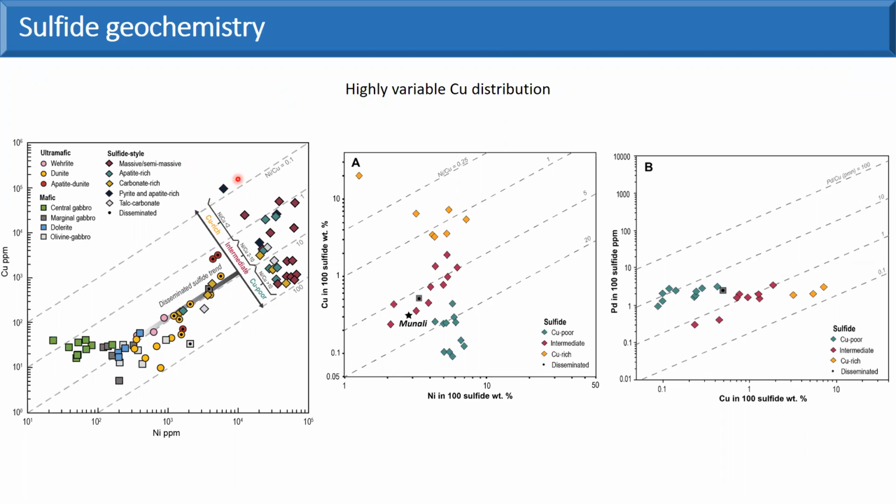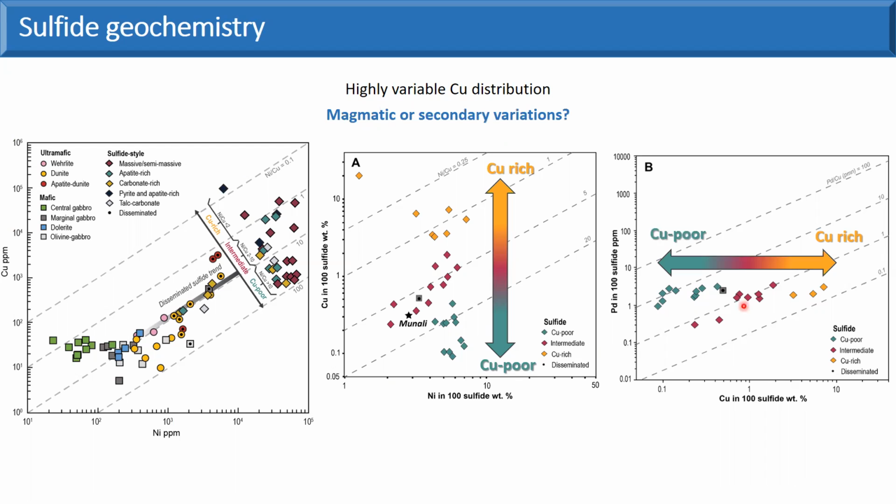So if we compare metal tenors here, looking at the nickel tenors versus copper tenors, we see that this variation is mainly linked to this wide variation in copper with a relatively minor variation in nickel. Similarly, a similar trend is seen when looking at copper and palladium tenors, where we see again this wide variation in copper with relatively minor variation in palladium, suggesting that we have had either a magmatic or secondary process that's affecting copper, but is unrelated to the nickel and palladium.